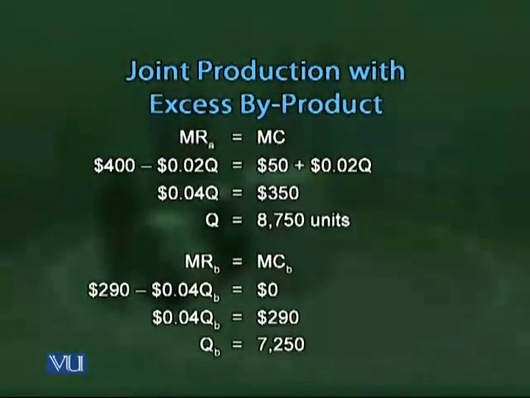So MRA we will have to equate to MC, because now the total marginal revenue curve coincides with the marginal revenue curve of product A. So when we equate these two curves, that is MRA to MC, we find that the quantity produced of product A should be 8,750 units.